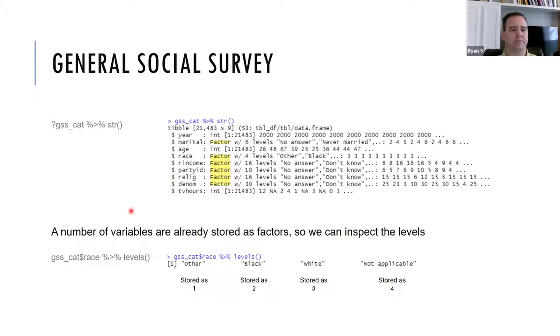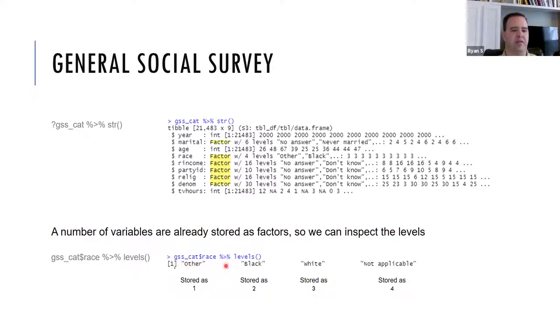Since a number of them have already been stored as factors, we can inspect the levels. You can do that just by naming the data source, subsetting for the column, and then using the levels command. I picked race, but you could pick whichever one you want. If you do this one, it comes out as other, black, white, and not applicable. That is to say, these are the only values that you will find in the column race of this data set.